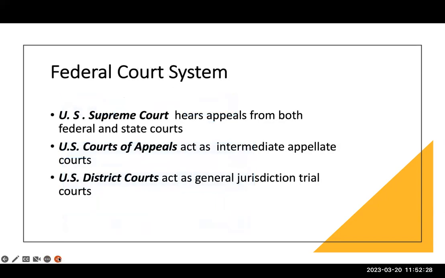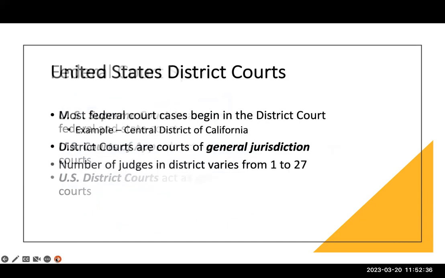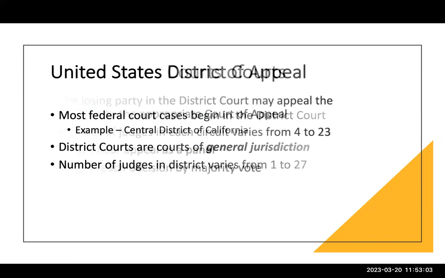At the very top is the U.S. Supreme Court, again, which hears appeals primarily from the U.S. Courts of Appeal. The number of judges in the district courts varies depending upon the size of the district. Large districts like the Central District of California or the Southern District of New York have many, many judges. On the other hand, smaller districts like the District of Wyoming may only have one or two judges.